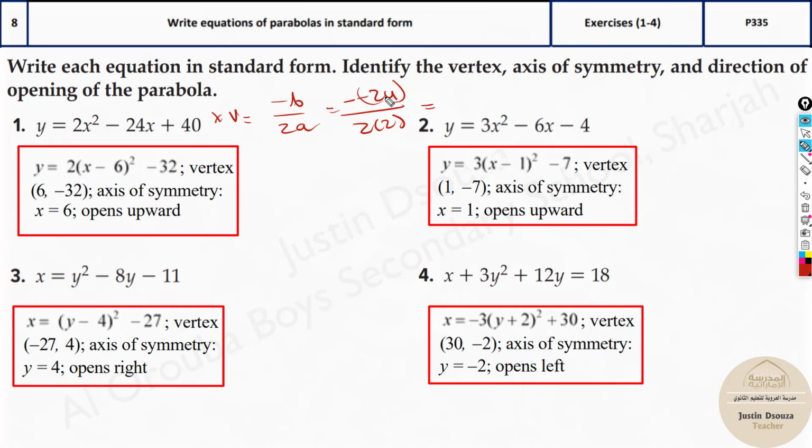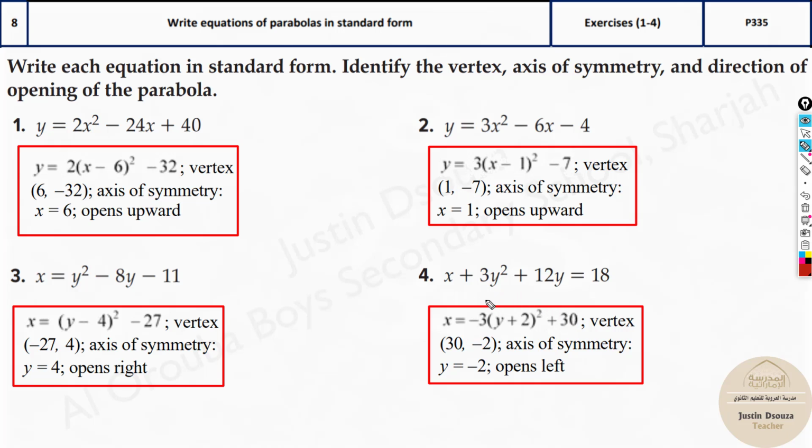The answer over here will be 24 by 4 is 6. And this minus and minus becomes plus, so we have 6. Now you can see the axis of symmetry is 6 and the x value of vertex is 6. If you want to find the y value, just substitute 6 over here and solve it up. It'll be 6 minus 6 is 0. It's minus 32 over here. But this question is about finding standard forms, so they have to give you the standard form in the options.